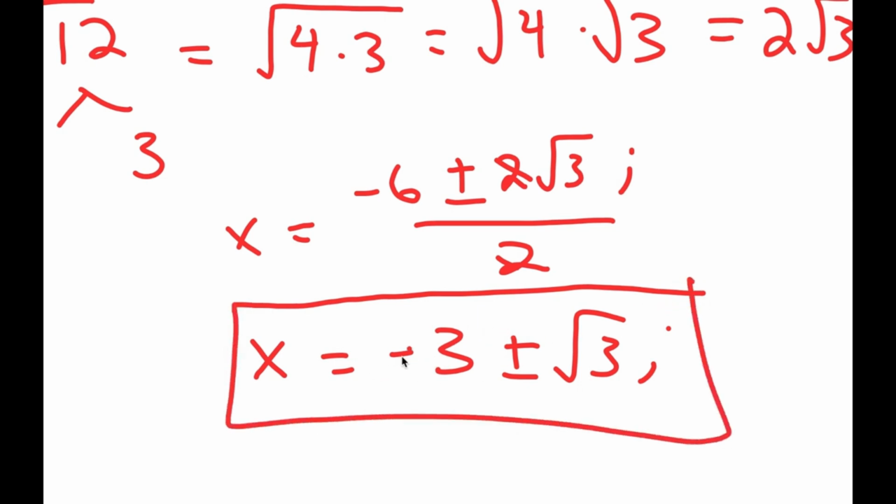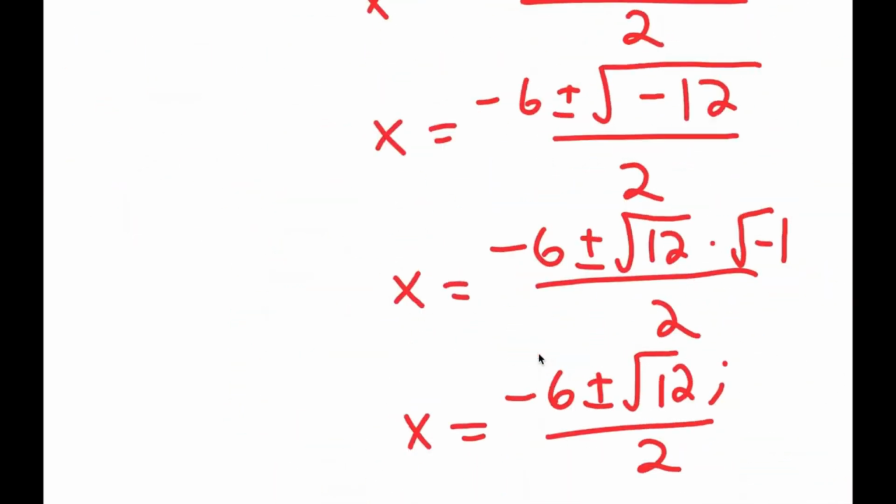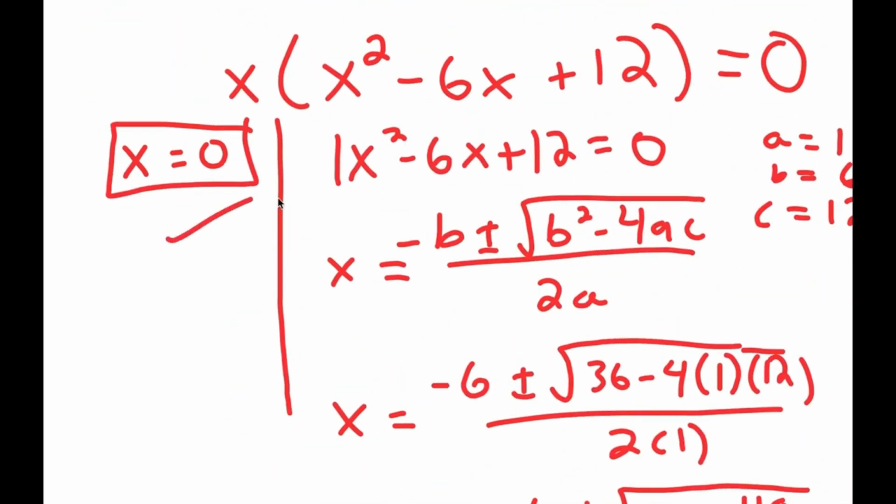So my three solutions are x is equal to negative 3 plus the square root of 3 i, x is equal to negative 3 minus the square root of 3 i, and x is equal to 0.